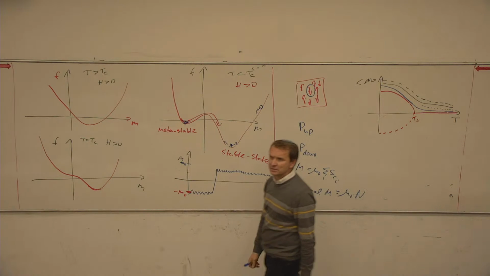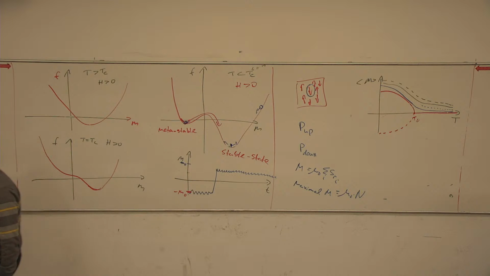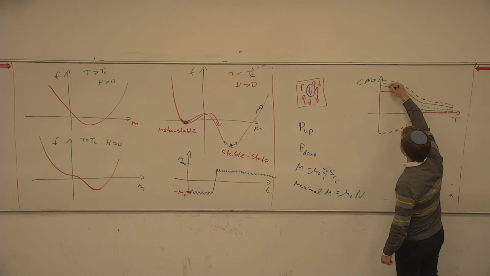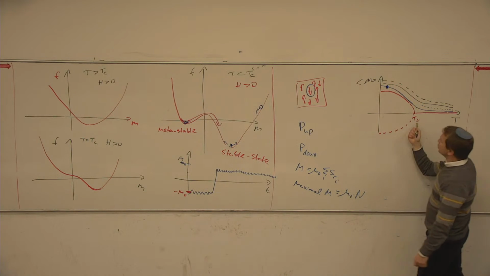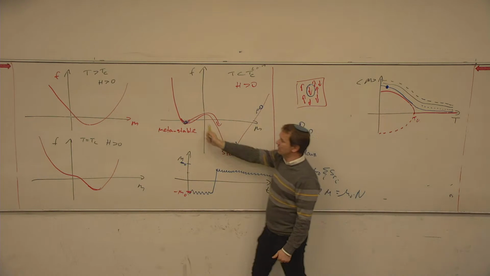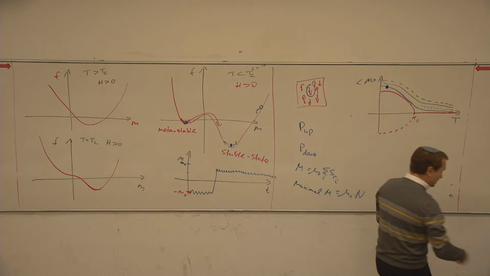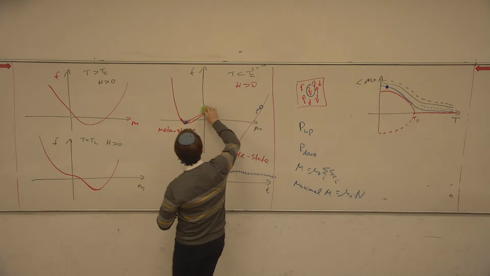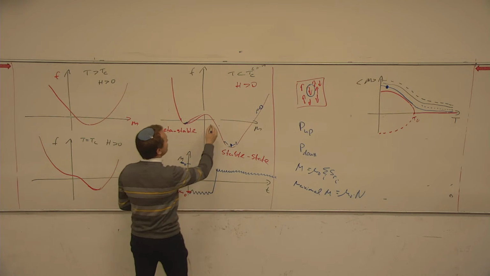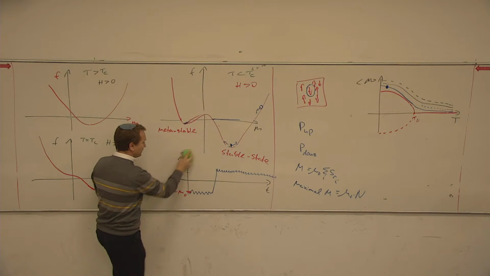Alright, so what happens if I'm in the negative H, right? So for example, I'm sitting over here. I'm below Tc. So the free energy is described by this. Let's make some iterations. So this is my free energy. This is my starting point.